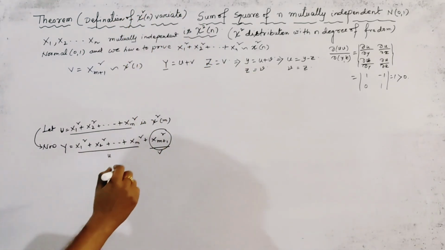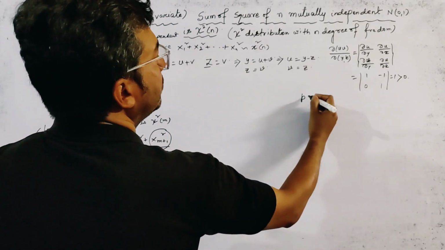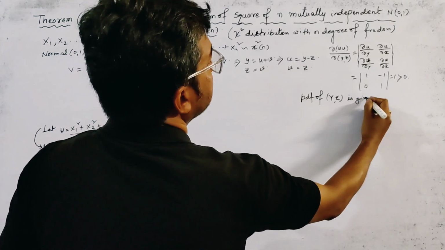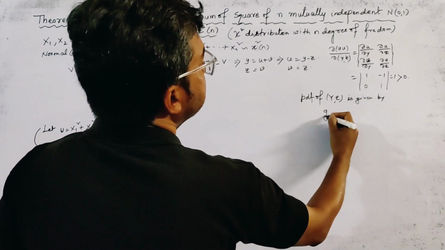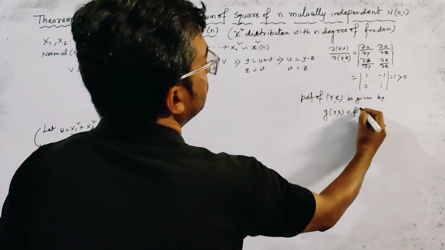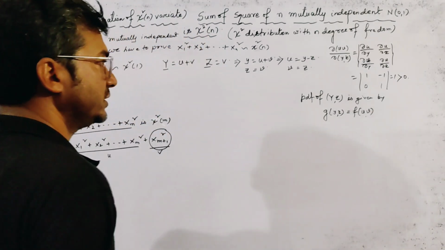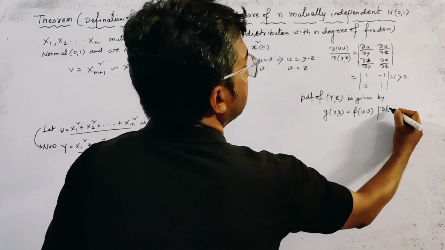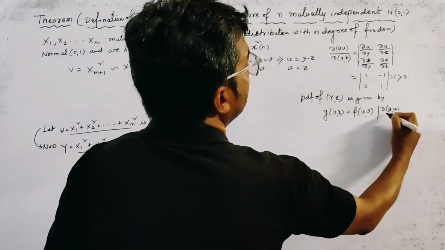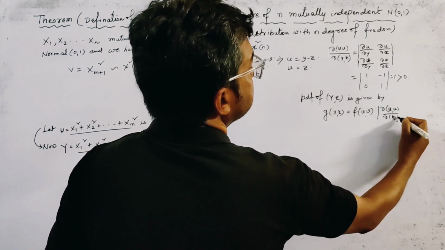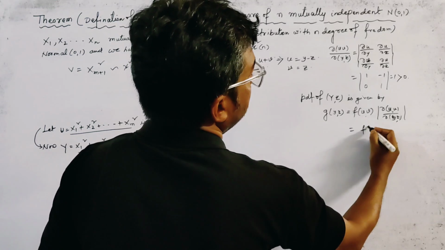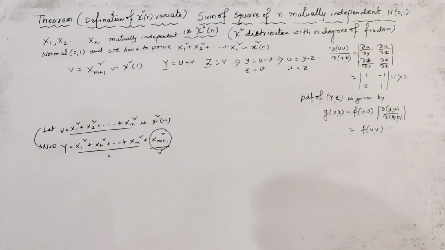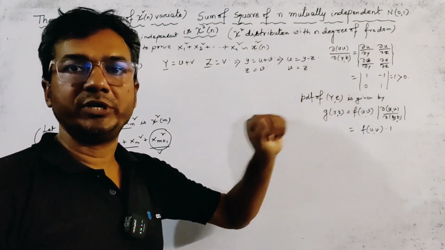Okay, because y and z are formed by independent normal variates. Okay, so our PDF of (y,z) is given by g(y,z), which is equal to f(u,v) into the Jacobian of (u,v) to (y,z). Sorry, this is (y,z). And so this is f of (u,v) because the Jacobian is 1. Now we have to first find the PDF or joint PDF of (u,v).